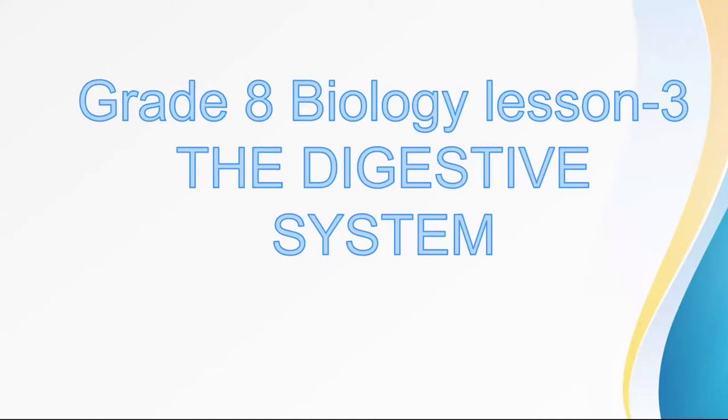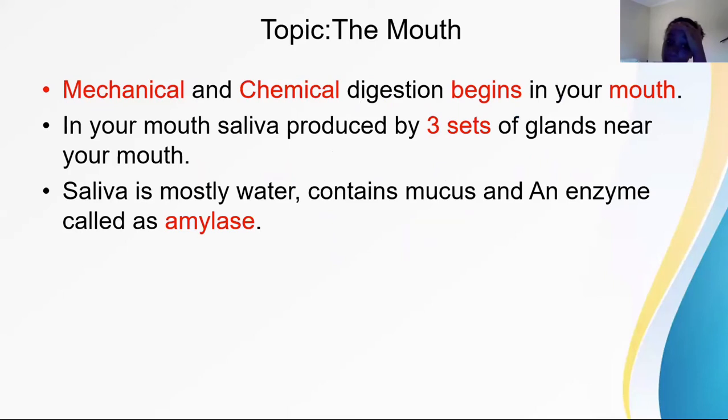Welcome to online biology lesson number 3. We are discussing our topic, our lesson, the digestive system. Let's have a quick review from our previous lessons. The human digestive system has two parts. One is the digestive tract, and the second one is accessory organs.